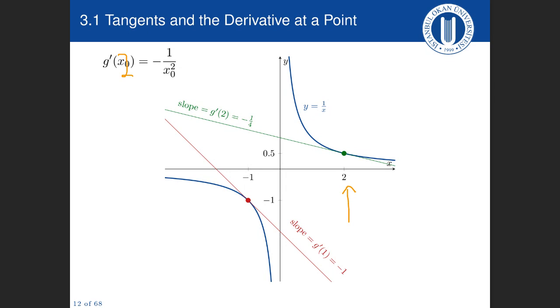Or, looking at the red line now, if we're interested in what happens when x is equal to minus 1, there's a typo here, we can put minus 1 into the formula. We get minus 1 divided by minus 1 squared, which is equal to minus 1. The slope of this red line is equal to minus 1. That means the slope of the blue curve is equal to minus 1 when x is equal to minus 1.